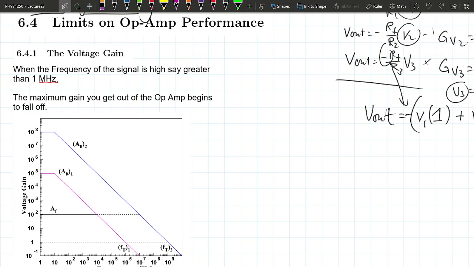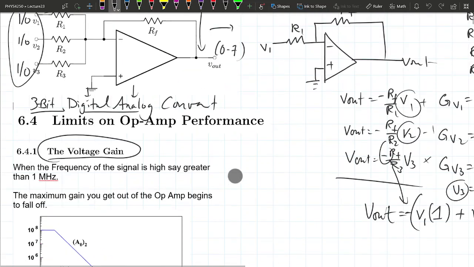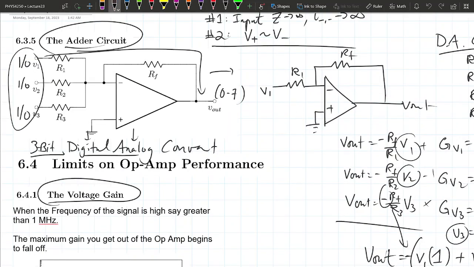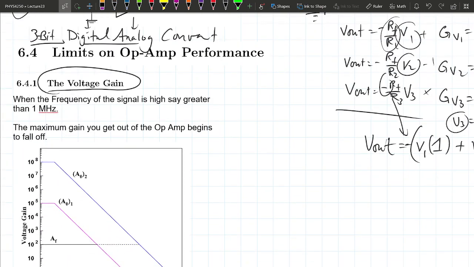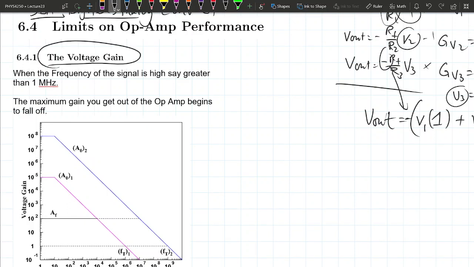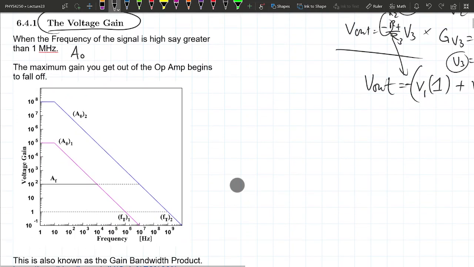The first thing we need to note is that your operational amplifier has this thing called a voltage gain. This is not the same thing as the circuit's gain. The voltage gain inside an operational amplifier is denoted by this symbol A naught. And so what does A naught mean?